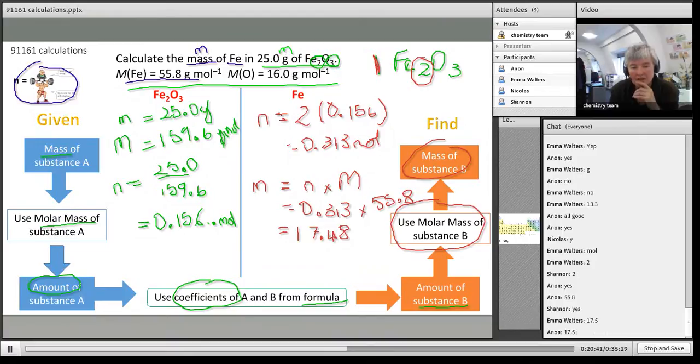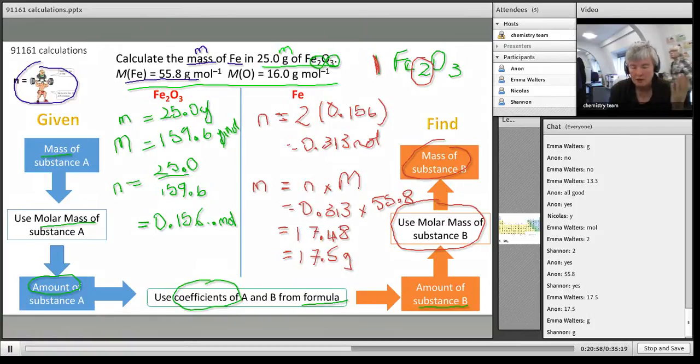17.5, correct. And what else do I need to add to make sure that I have got excellence? Grams. Okay, so this is an example of an excellence level question. You've had to do one step to get the moles of one substance. You had to apply what we call the mole ratio, where we doubled the number of moles, and then you had to do the second step to get it to mass. So if you can do a question like that, you're at excellence level. Okay, so it wasn't that tough, was it?